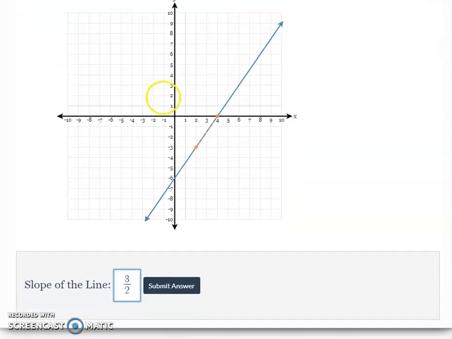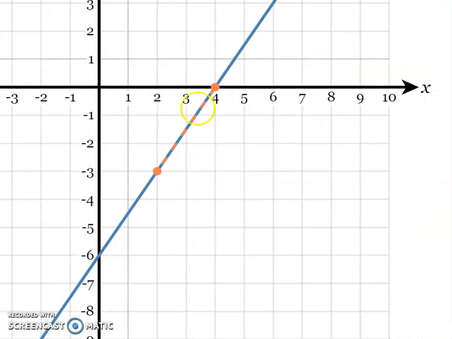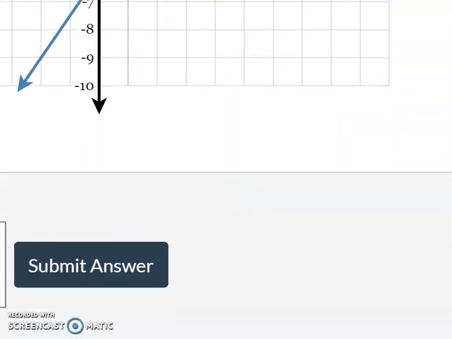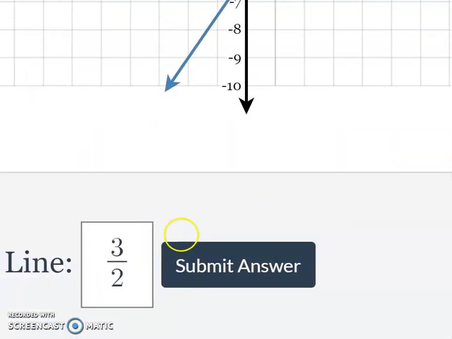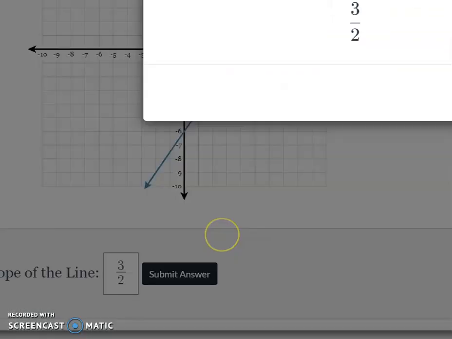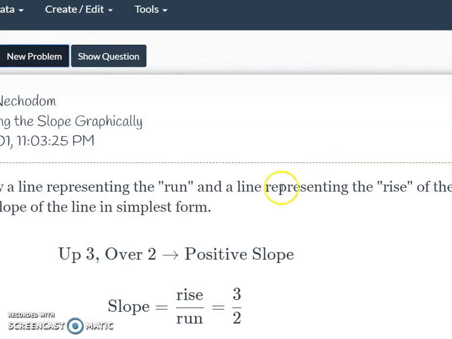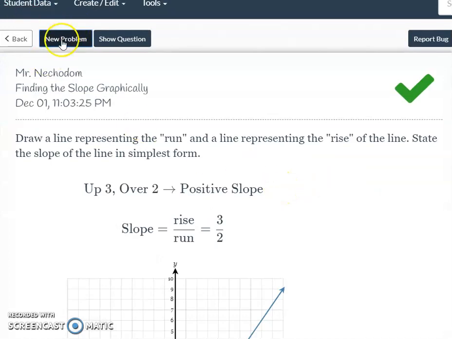Okay, so we're going to zoom back in here to erase a line. You click on it, and that gets rid of it. So we're going to make a run line. There's the run. I clicked at the beginning, clicked at the end. That's a run line, and here's a rise line. Click, click. Okay, so now I can say the rise is 3, the run is 2. Type that into the answer box. Click submit. And we got it right. Okay, let's look at another one.